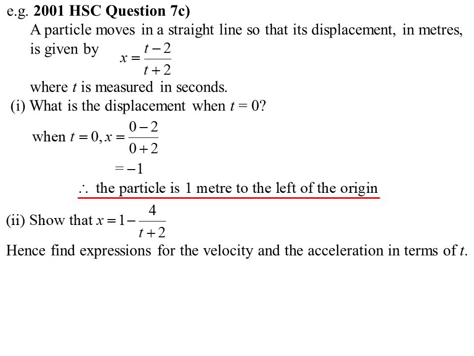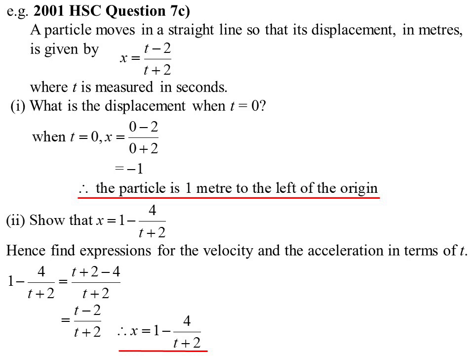Show that. Okay, so it's basically an algebraic fraction question. Oh, but then we've got to do a bit more. Hence, then go and find the expressions for velocity and acceleration. Okay. Well, I think it's going to be easier to start with the 1 minus 4 on t plus 2 and show that that's the same as t minus 2 on t plus 2. I think that's an easier way to go because it just becomes an algebraic fraction question. And t plus 2 minus 4, yeah, that gives me what they wanted. So I've shown that that is the same expression.